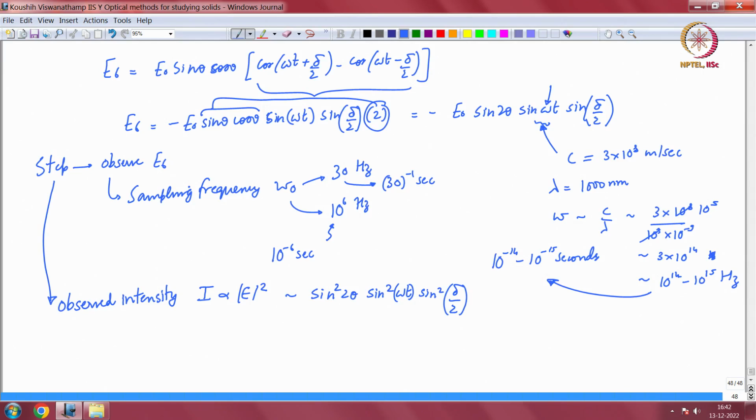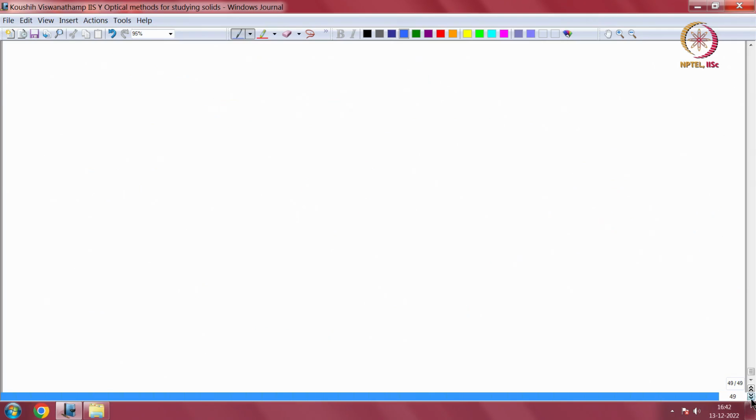And because the time scale of observation is much larger than the time scale of this oscillation, what you are going to actually observe is some averaged I, averaged over a time period of oscillation of the signal. So if you do that, let me rewrite this on another page. You have I goes like sin square omega t, sin square 2 theta and sin square delta by 2. What you are actually observing is a time average.